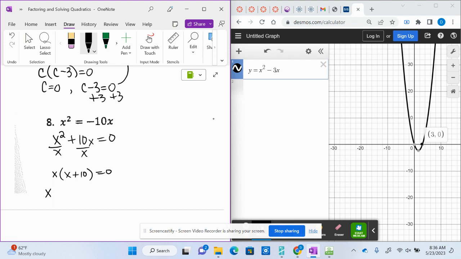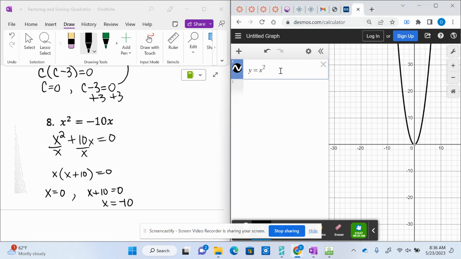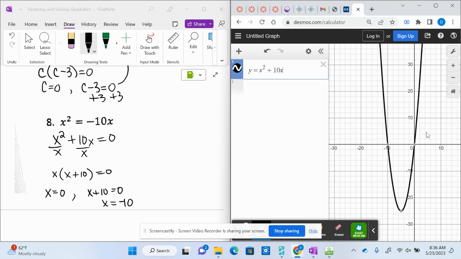So that means that either x equals 0 or x plus 10 equals 0. And if we have a positive factor, we know that our solution or our root is going to be negative. Let's check. X squared plus 10x. So I have 0 and I have negative 10. Okay. So I'm going to freeze and stop our video.